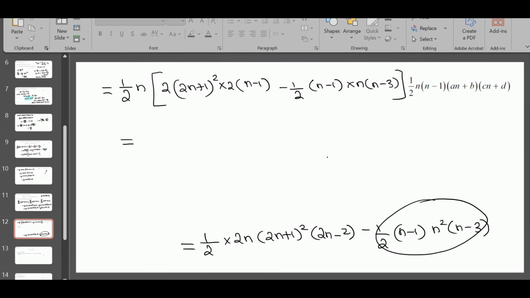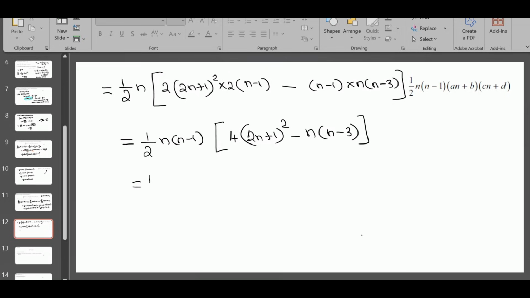Take again n minus 1 as a common factor. So now there won't be any half because we have taken half as a common factor. So half n times n minus 1 times 2 times 2, 4 times 2n plus 1 whole square minus n times n minus 3. Now just keep this as it is because we need n times n minus 1 in the final answer. Expand the bracket. a square plus 2ab plus b square minus n square plus 3n.